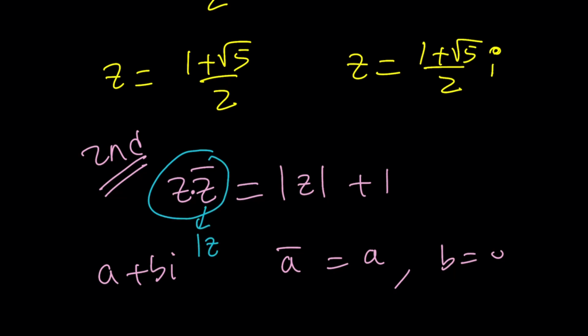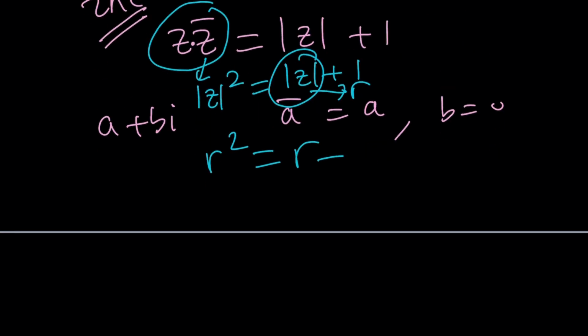Oh, by the way, one thing I could probably mention before we dismiss class is this is actually the absolute value of z squared. So if you know that formula or the shortcut, you could just call this r, and you're going to get r squared equals r plus 1. And then from here, you can solve for r. And that's going to give you the same value, which is 1 plus root 5 over 2.